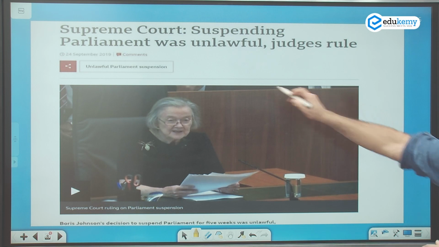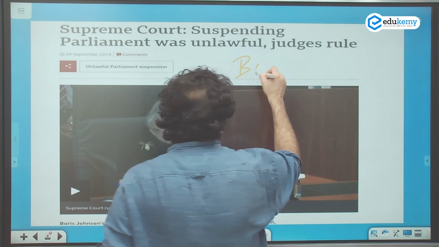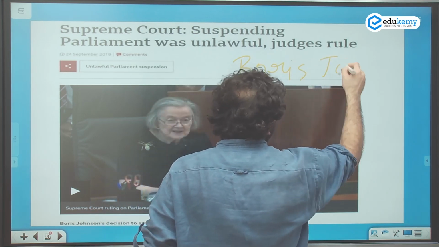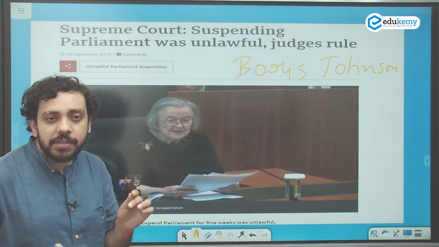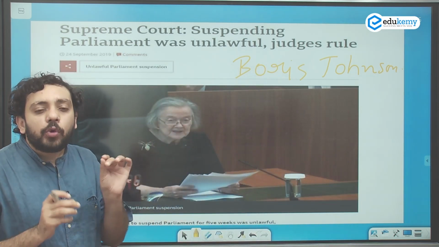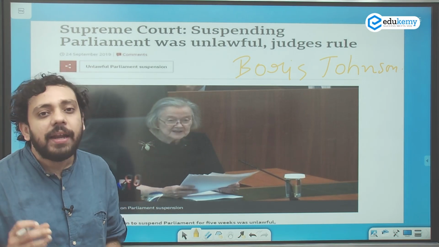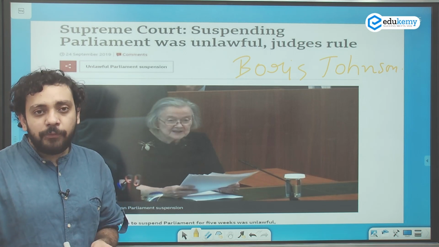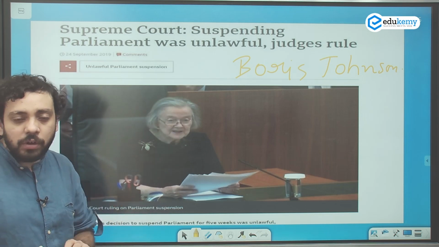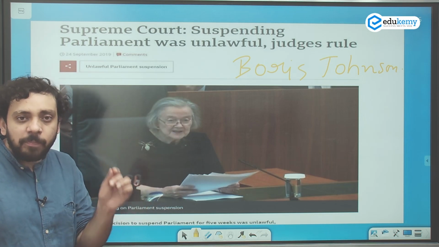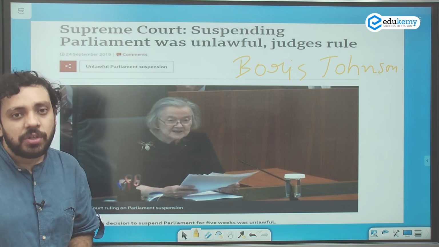Now, this is the Supreme Court of the United Kingdom, and this news made headlines in 2019, at the height of the Brexit crisis, when Boris Johnson prorogued the Parliament, suspending its functions because there was an intense debate causing political discomfort for the executive at that point of time. When this matter was taken to the Supreme Court in the United Kingdom, it was declared unlawful to suspend the functioning of the Parliament.